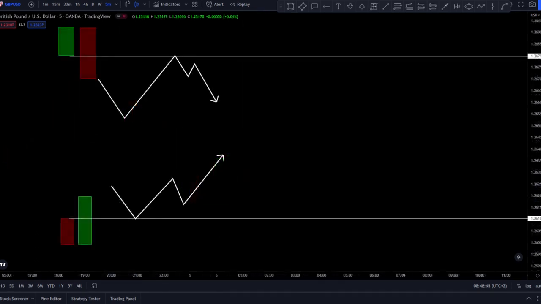Now let's begin with the juicy part of the video, which is how to make an entry. To make an entry from this trading strategy we can use a sell limit or buy limit. But guys, you have to make your own analysis before making this kind of entry because you might not get a sniper entry.